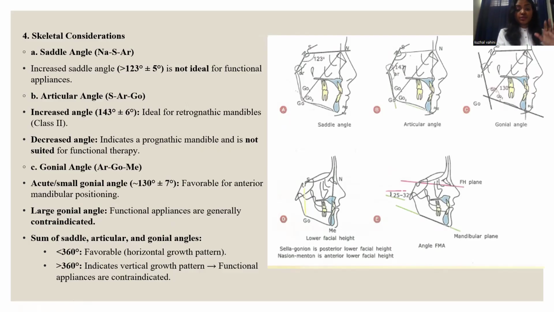Then, to sum up these angles together, they are called the Bjork sum. Here we can see that if it is less than 396 degrees, it is favorable. It indicates that it's a horizontal grower. And if it is greater than 396 degrees, it indicates that the patient is a vertical grower, so functional appliances are contraindicated. Here you can see the images of the saddle angle, articular angle, and gonial angle.